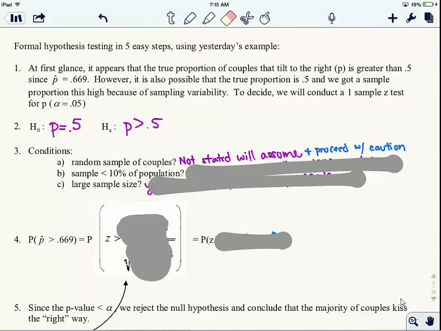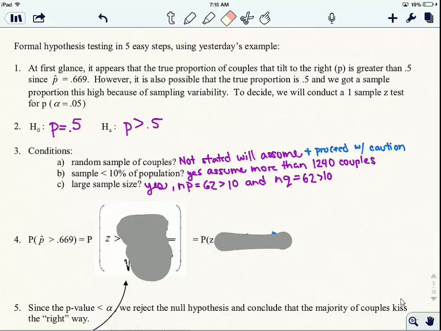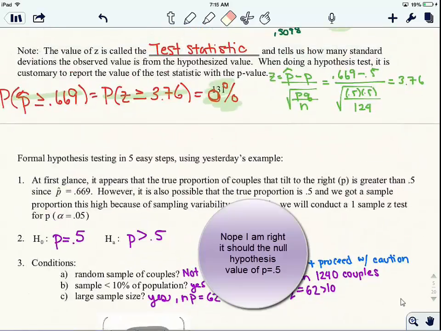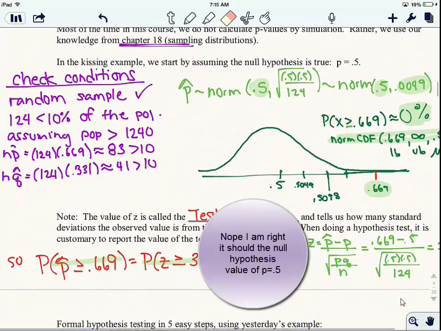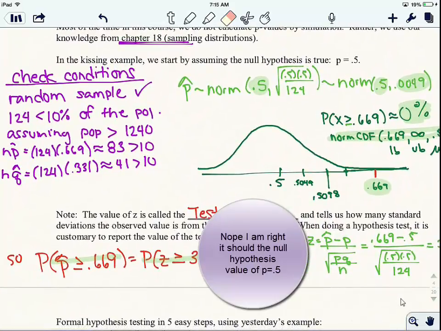Okay, random sample of couples. Well, it wasn't as stated, so we will assume and proceed with caution. Okay, independence condition, yes. Assume that there are more than 1,240 couples. And is it a large enough sample size? Yes. Again, because np is greater than 10 and nq is greater than 10. And I actually think I have the wrong values here. It was the values I had up here, 83 and 41.